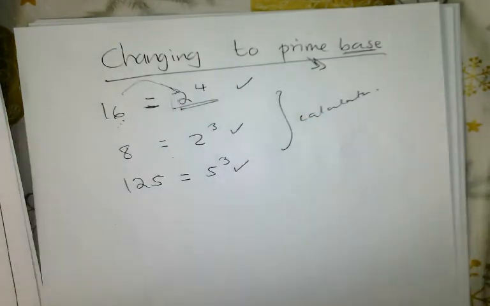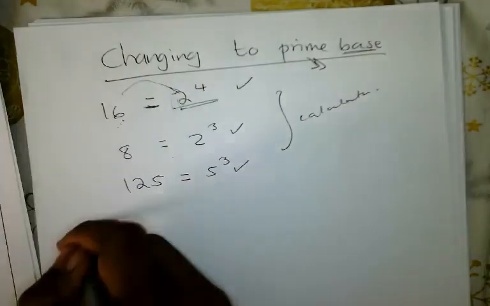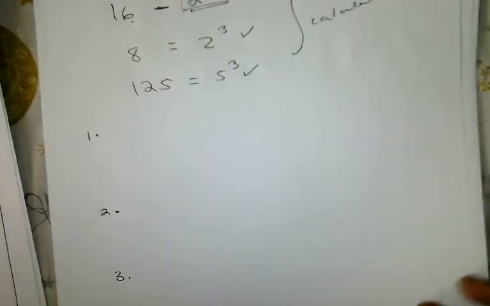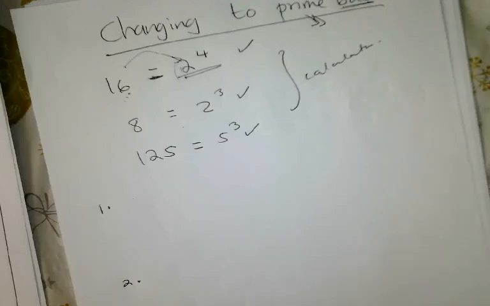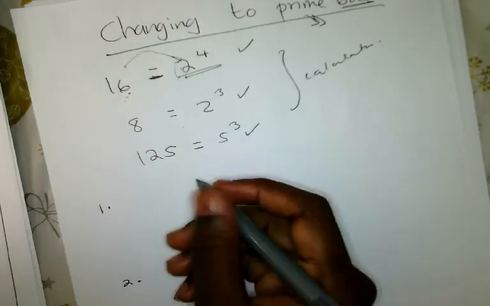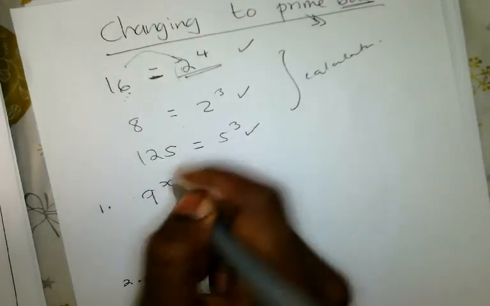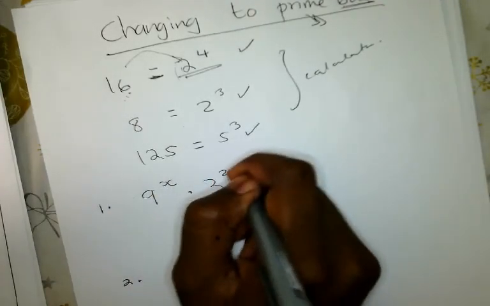So let me write 2 questions under this. Or let me put one more question. Yes, one more question. And then we move along. Moving along. They're given first this. And the question will say simplify.